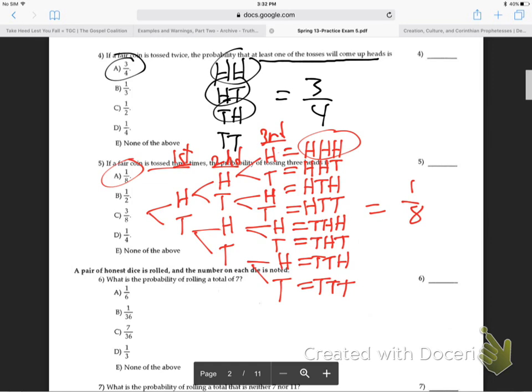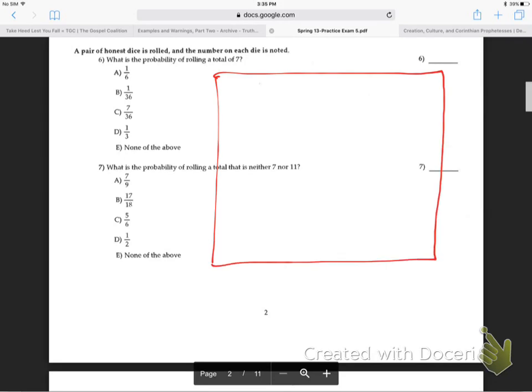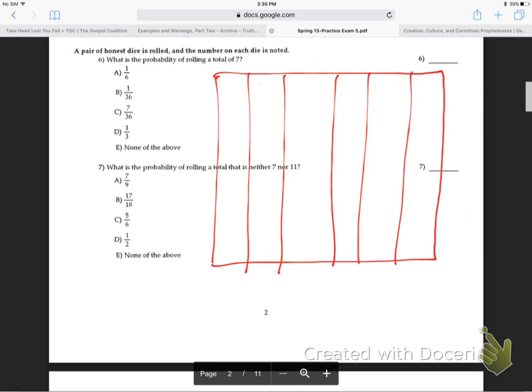Good. Keep moving. Number 6, a pair of honest dice is rolled. The number on each die is noted. What's the probability of totaling 7? All right, so I'm going to draw the array for that. Remember, that's the 6x6 array, which you'll have on your 3x5 card, I hope.